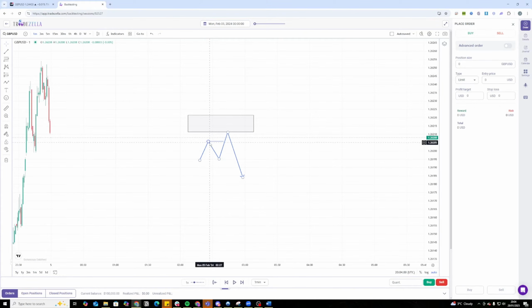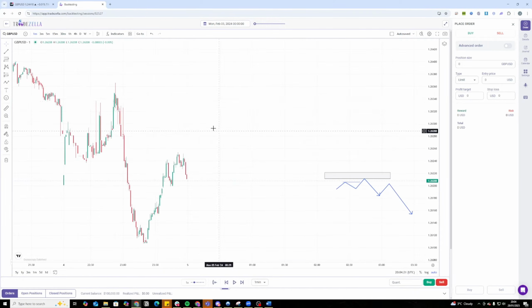Imagine this gray box is our supply zone. We want price to come up, not quite tap it, and then come back down again, and then run this area to then tap into our supply zone, which is where we would then look to get in on something like this and ride to the downside. So this is the kind of setup that we're going to be looking for today.